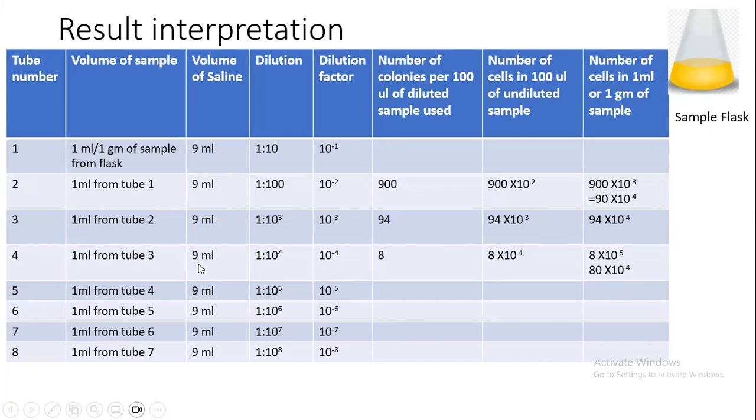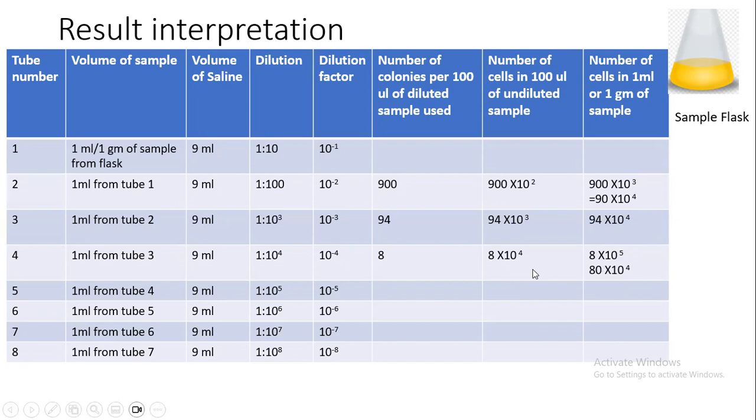Similarly, in the fourth tube, which has a dilution factor of 10 to the power minus 4, if I am getting 8 colonies after plating 100 microliter of the sample, that means in my undiluted 100 microliter of the sample, there are going to be 8 multiplied by 10 to the power 4 cells. Similarly, if I want to find out how many are present in 1 ml of the undiluted sample, I need to multiply the answer by 10. So that will be 8 into 10 to the power 5 cells.